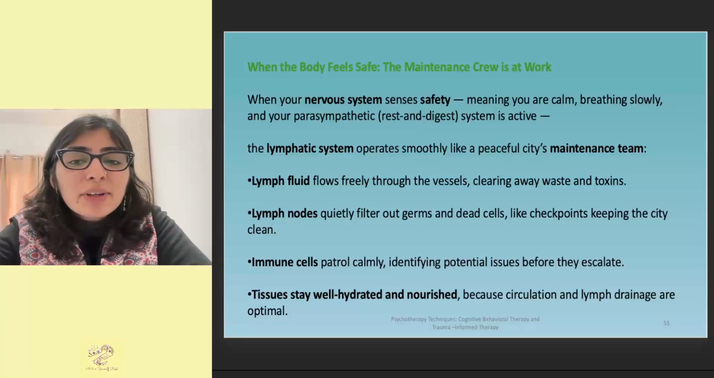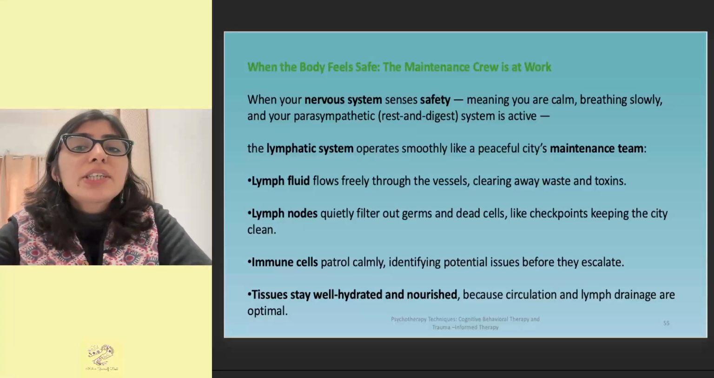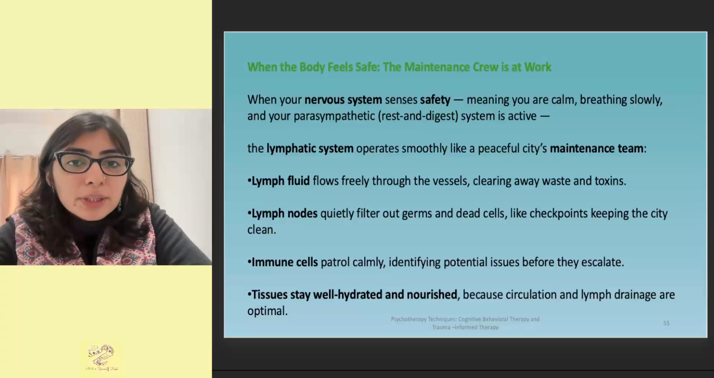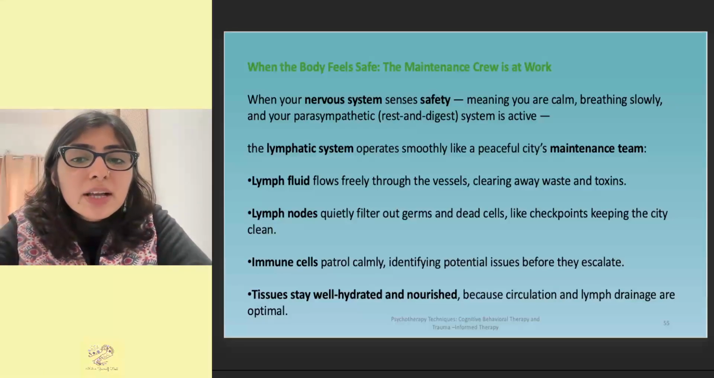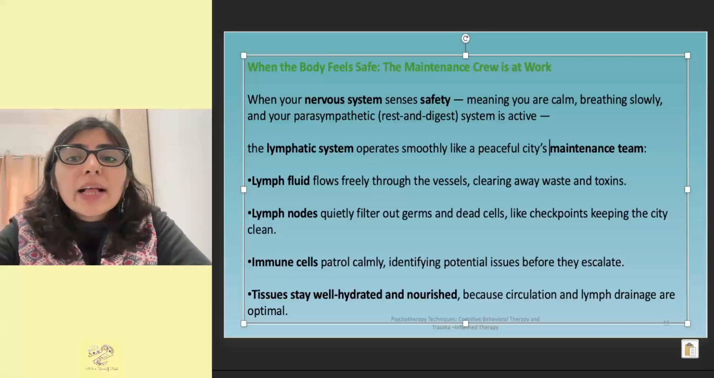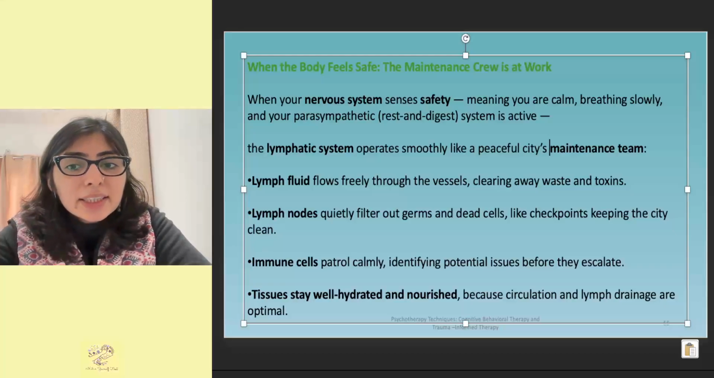inside all your bodies. When we are doing Swadhyaya, we are processing a lot of emotions, and when we are doing a lot of meditation and yoga nidra, it is putting us in the rest and digest parasympathetic state, which is later giving the chance to these lymph nodes to work in harmony. Immune cells patrol calmly. Patrol is the word because we are comparing the lymphatic system to a drainage maintenance system, identifying potential issues before they escalate.